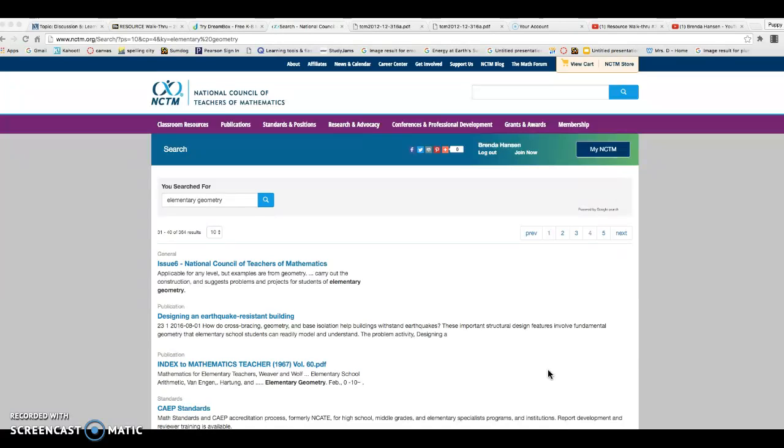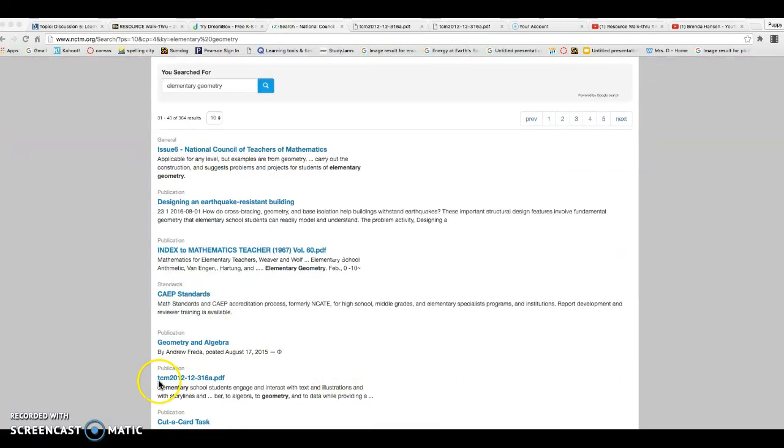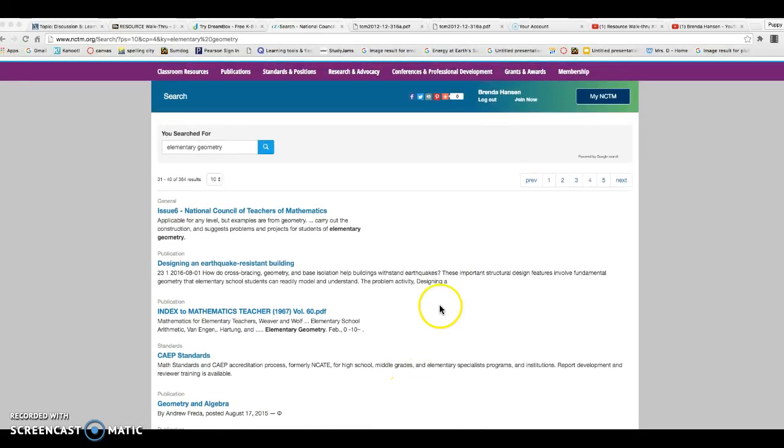This is an article that is titled on the publication TCM 2012-12-316A.pdf. So it's about elementary school students engaging and interacting with text and illustrations with storylines and numbers for algebra and geometry and working with data to improve their educational experience. We're going to go right to the article.